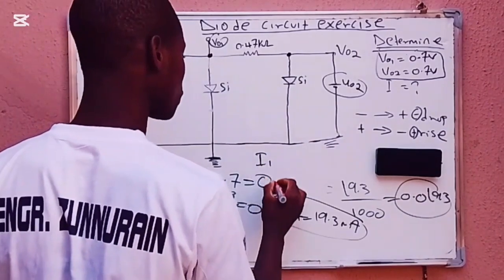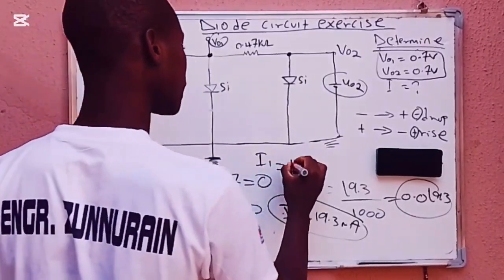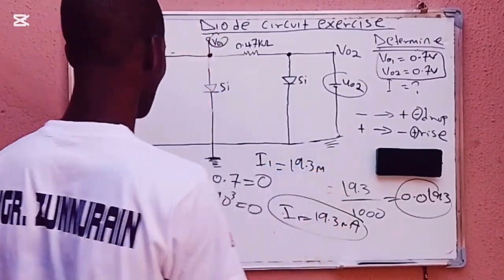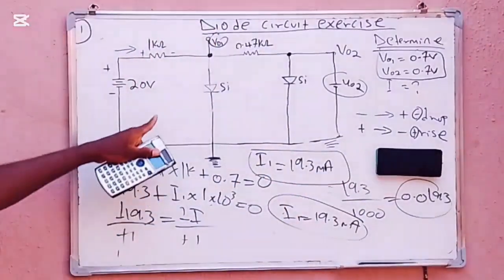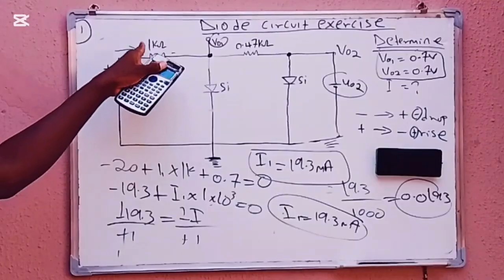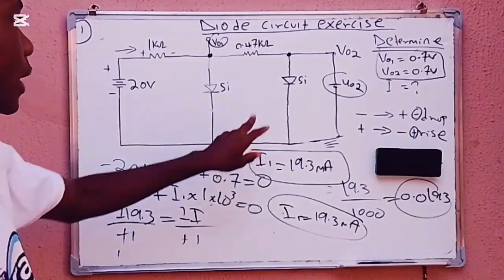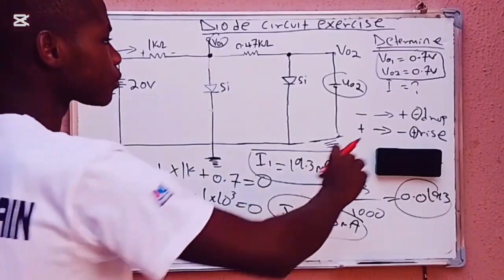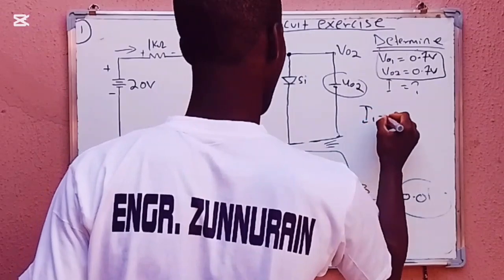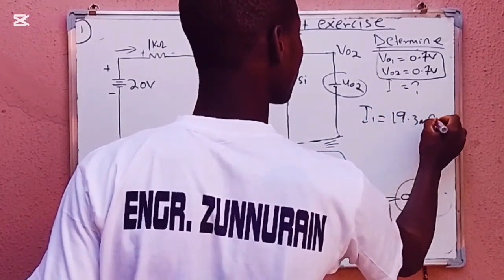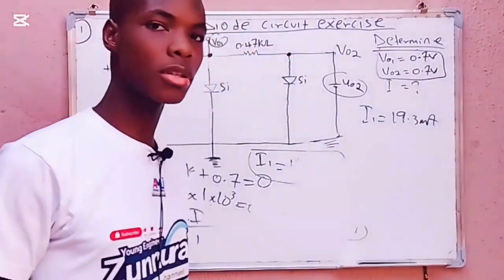So the value of the current I1 in this mesh should now be equal to positive 19.3 kilo, which will now become milliamps of current. This is the current passing through this 1 kilo ohm resistance, I mean the current in this mesh. So I have to say that my I1 is the same thing as 19.3 milliamps of current.